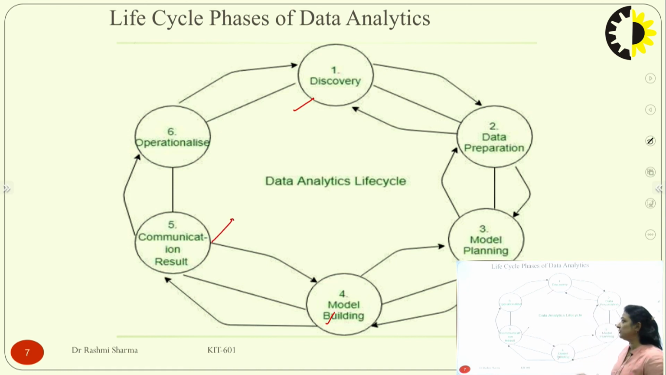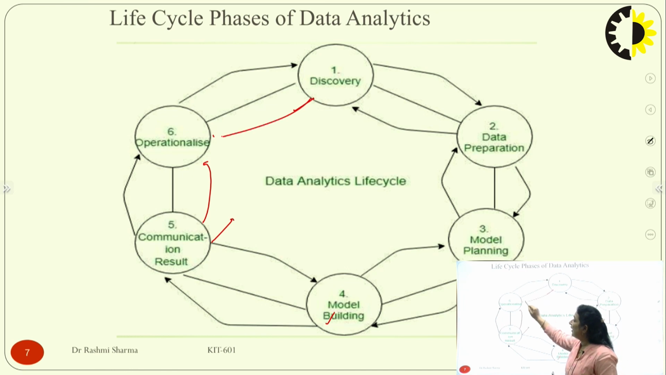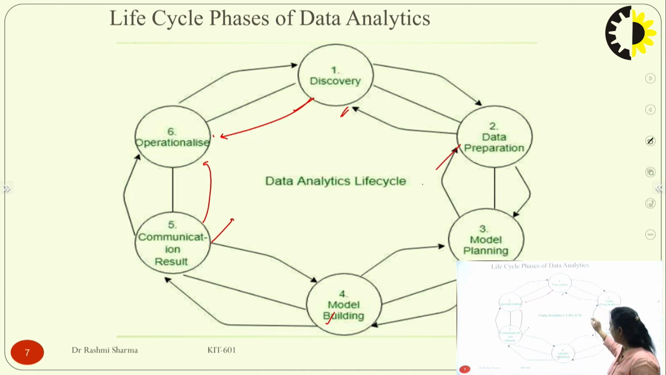After getting those results we make the changes required. All the arrows which I have here are bidirectional, this way and this way. The order cannot be fixed: if I have the data prepared, or after data preparation the model is already prepared, I can directly go to the model building process. So we can also have out-of-order execution of these steps.